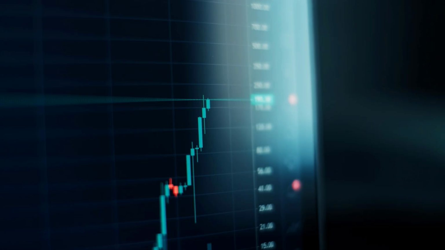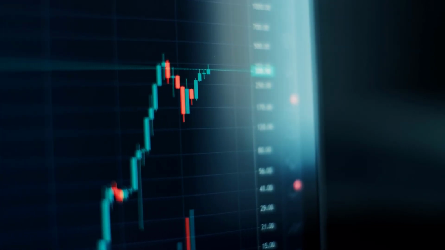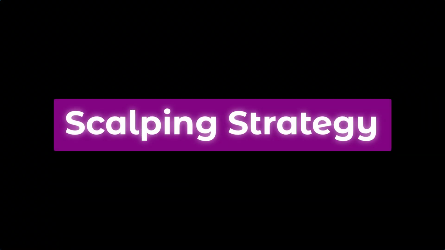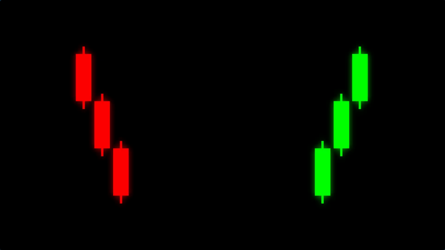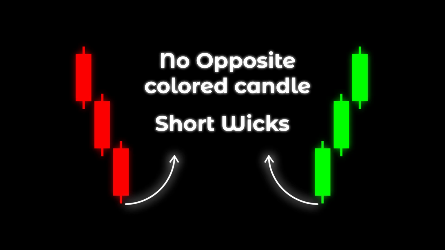Before we jump into the rules, make sure you watch this video till the end. Missing even one step breaks the entire setup. For this scalping strategy, we need 3 strong consecutive candles with large bodies. The wicks should be relatively short. The cleaner, the better. Most importantly, there must be no opposite-colored candle between them. Not every candle qualifies. This setup must form clearly and decisively, with no ambiguity.